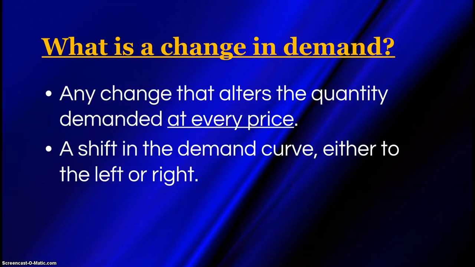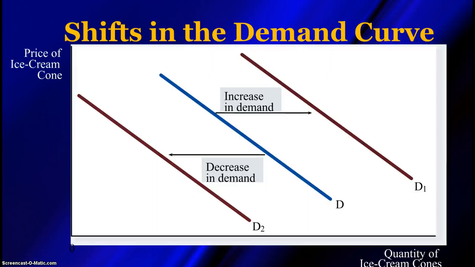This is different than just a change in price. This means the whole curve moves. And so what you see here is that the whole curve moves either in the direction to the right or the direction to the left. So an increase is always going to be a shift to the right, and a decrease is always going to be a shift to the left. You don't shift the curve up or down. It's always a right shift or a left shift.